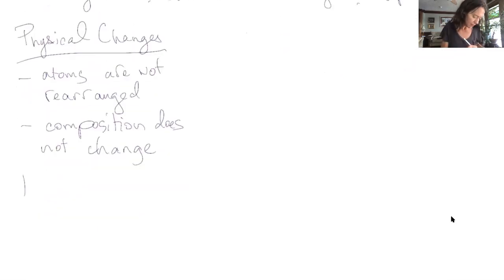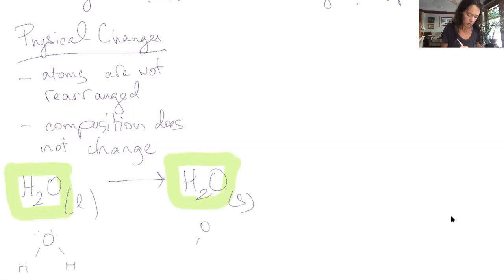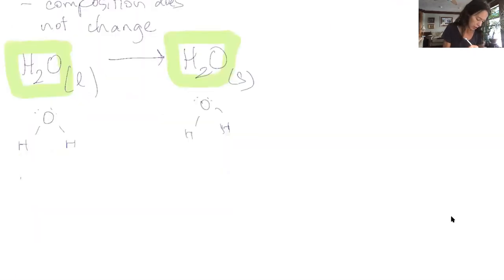That would be looking at H2O in its liquid form turning into H2O in its solid and or gaseous form, right? The composition that we're referring to is this. And as you see, it has not changed. We still have two oxygen-hydrogen bonds, okay? And it's as simple as that. The composition did not change. As always, the law of conservation of mass is observed, right?